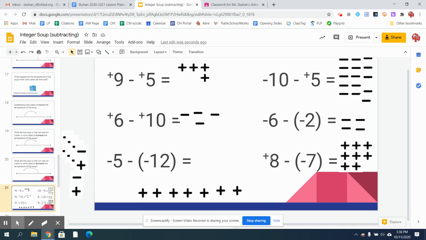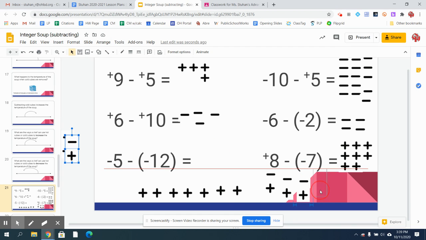One more problem here. We have positive 8, so 8 plus signs, 8 hot cubes, and we want to subtract 7 cold cubes. We don't have any cold cubes to subtract, so guess what? We're going to come over here to our 0 pairs and add them so that we can subtract. Seems strange to add to be able to subtract, but when we don't have any negatives to take out of the soup, or cold cubes to take out of the soup, we have to add some 0 pairs to be able to take out those.